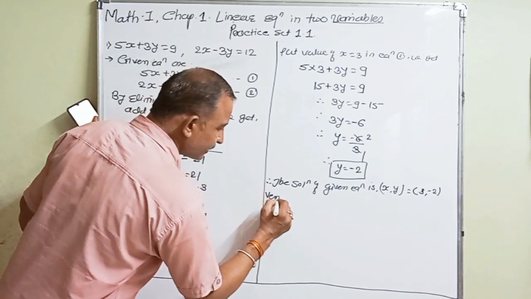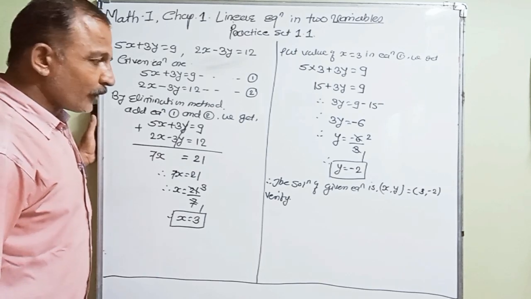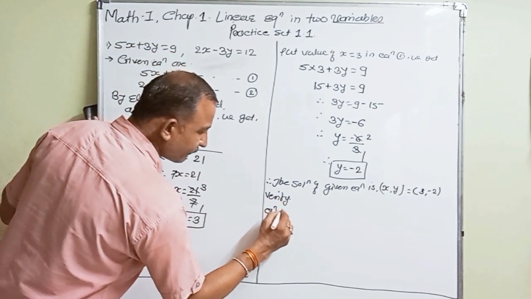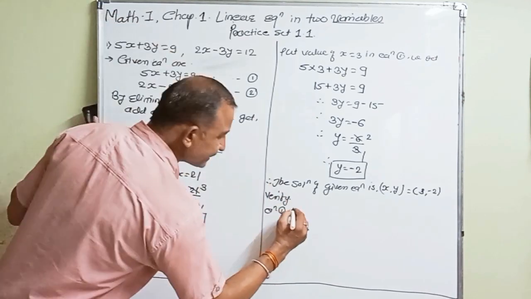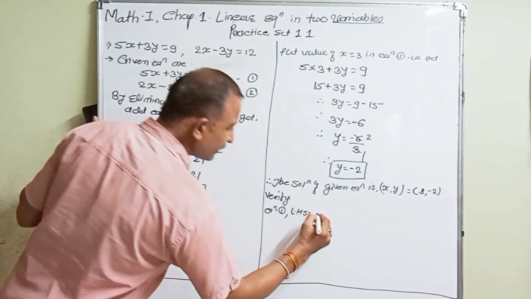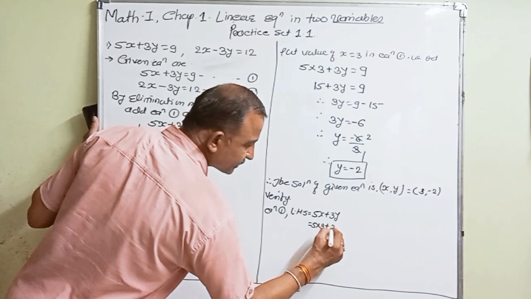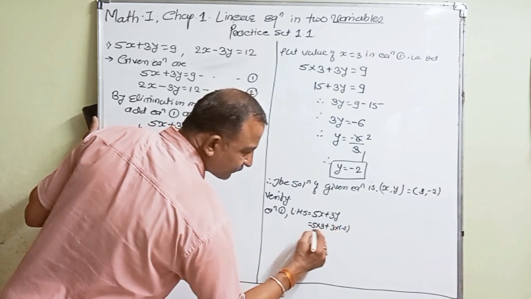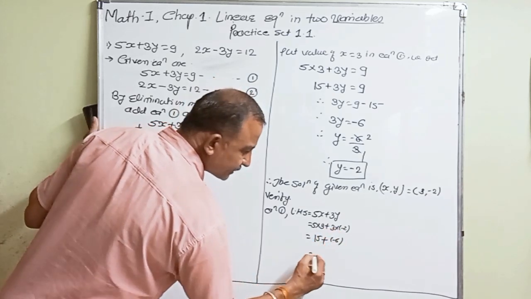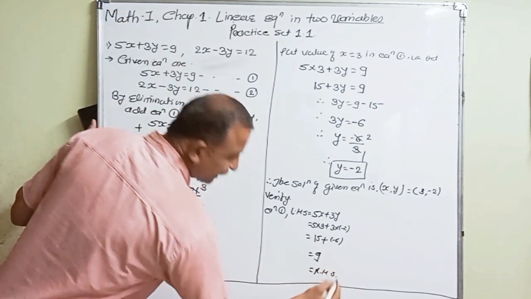Now we verify whether this solution is correct or not. So for verification, we put x and y in equation first. So what is equation first? LHS of equation first is equal to 5x plus 3y. So that is equal to 5 into 3 plus 3 into minus 2. So 5 into 3 is 15 plus 3 into minus 2 is minus 6. So 15 minus 6 is equal to 9, and that is equal to RHS.